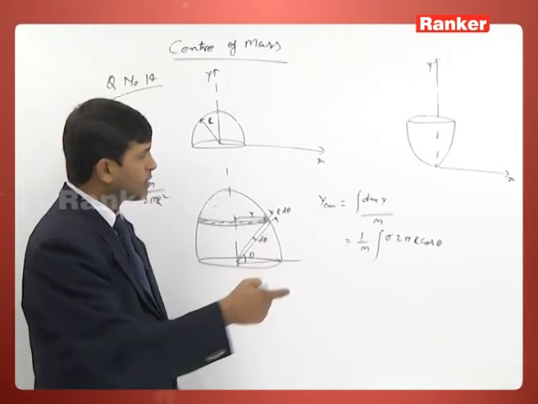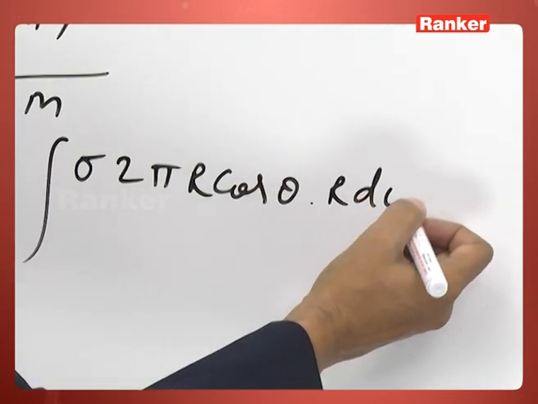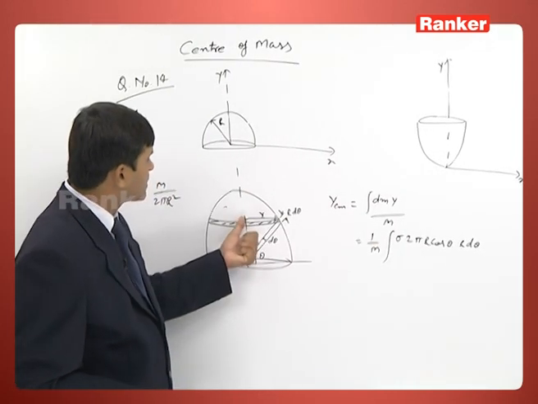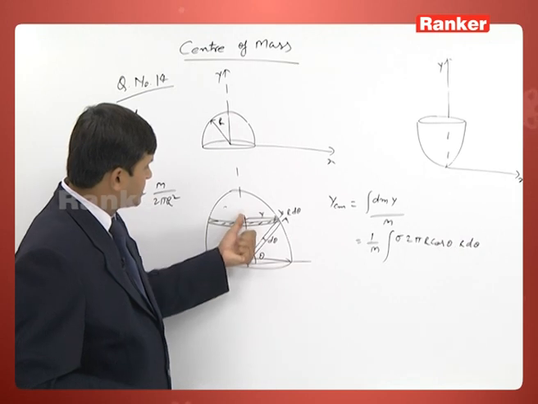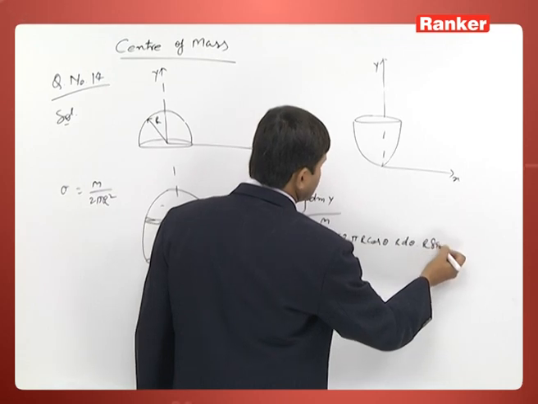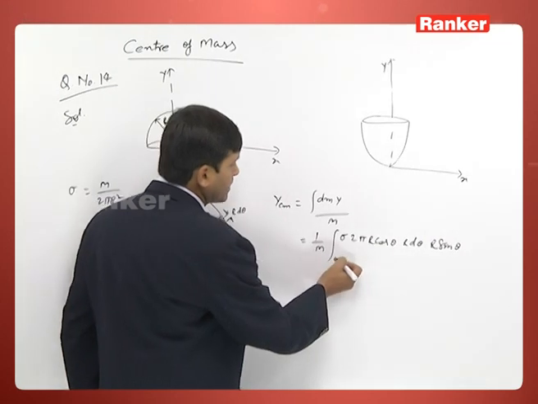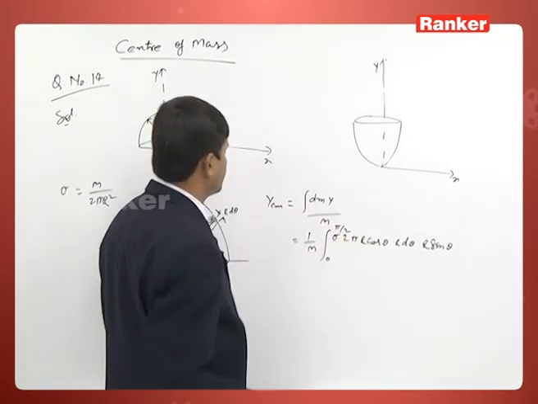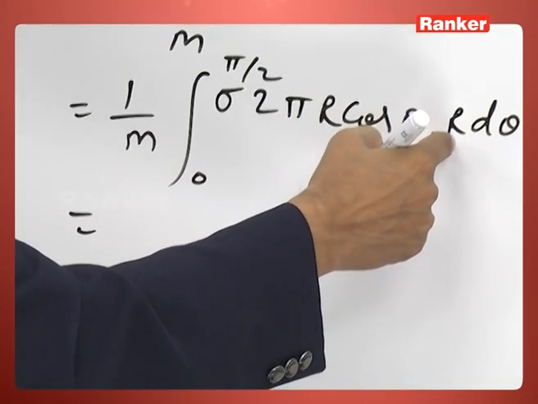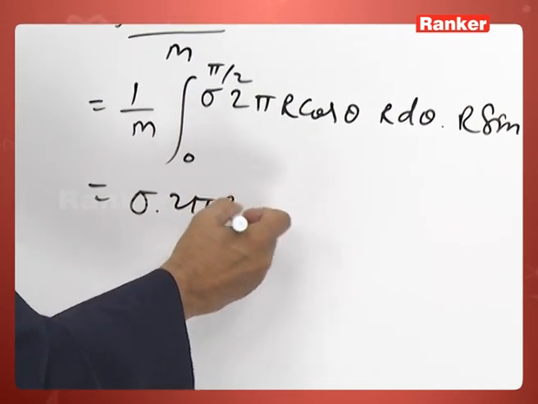This is the circumference of that ring, 2 pi r into r d theta. This is the dm, and y means the center of mass of this ring, that distance. So this is nothing but r sin theta, and the limit of theta here is 0 to pi by 2. Now, simplify: 2 pi r, r square, r cube, the sigma into 2 pi r cube by m.